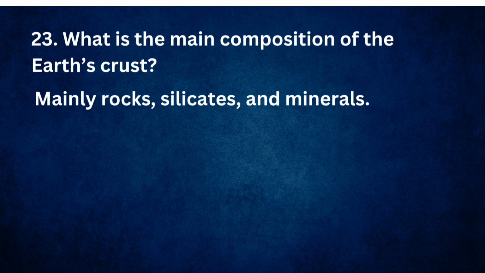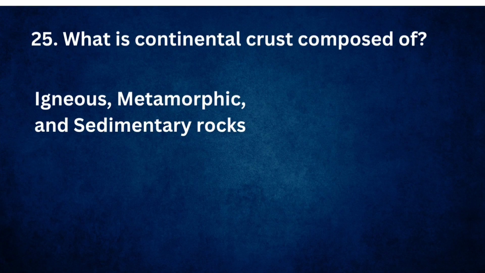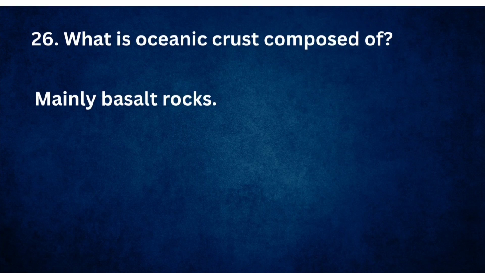What is the main composition of the Earth's crust? Mainly rocks, silicates and minerals. What are the two types of crust? Continental crust and oceanic crust. What is continental crust composed of? Igneous, metamorphic and sedimentary rocks. What is oceanic crust composed of? Mainly basalt rocks.